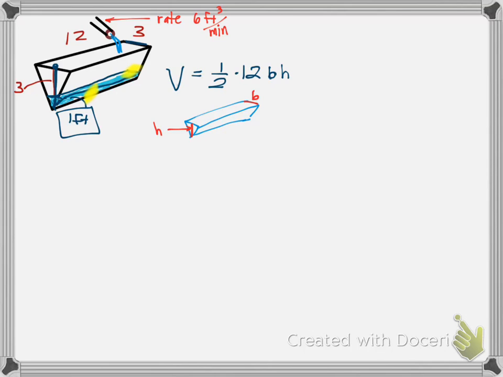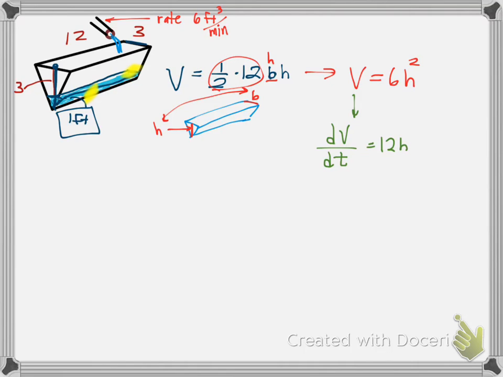Now, the way this works out with this particular trough, those two numbers are equal. So let's change B into H so that we now have one less variable. So we have V equals 1/2 of 12, which is 6, times H squared. So we're going to differentiate implicitly. We get dV/dt, because we're doing it with respect to time, and I get 12H times dH/dt.